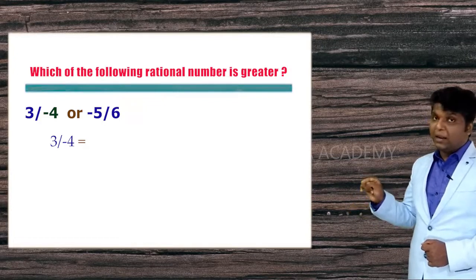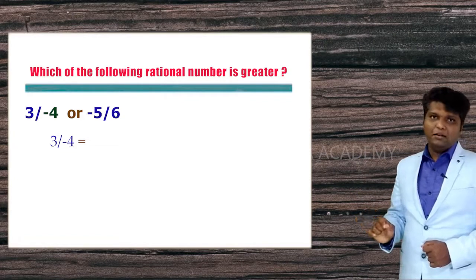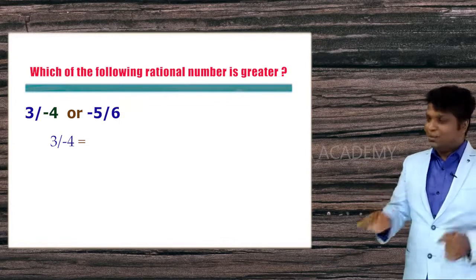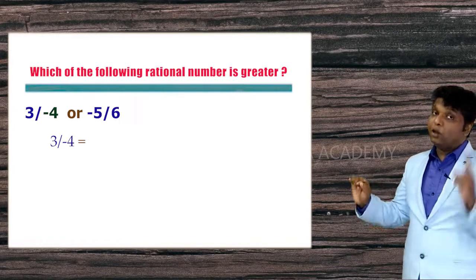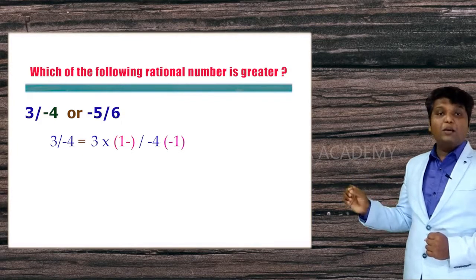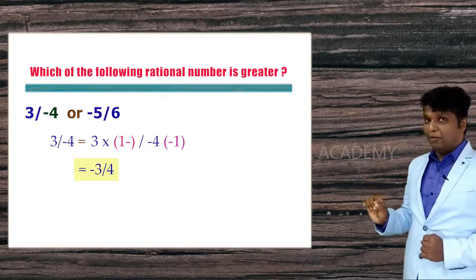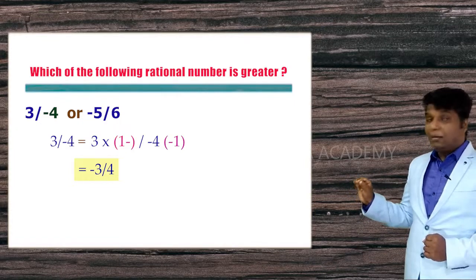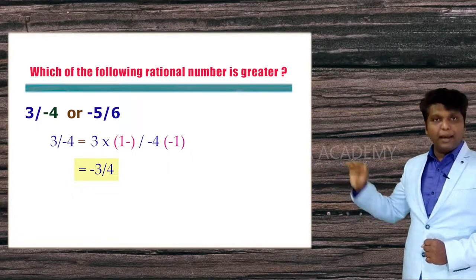I told you, if you are multiplying the denominator by a number, you have to multiply the numerator also by the same number. Just remember the case of chocolates which I told. You have to equally distribute them, right? So here, if you multiply the denominator by minus 1, you have to multiply the numerator also by minus 1. Multiplying the numerator and denominator by minus 1, 3 by minus 4 will be equal to minus 3 divided by 4. Now you can see the change: the denominator became a positive number, but the value of the number didn't change. It's minus 3 by 4 itself.